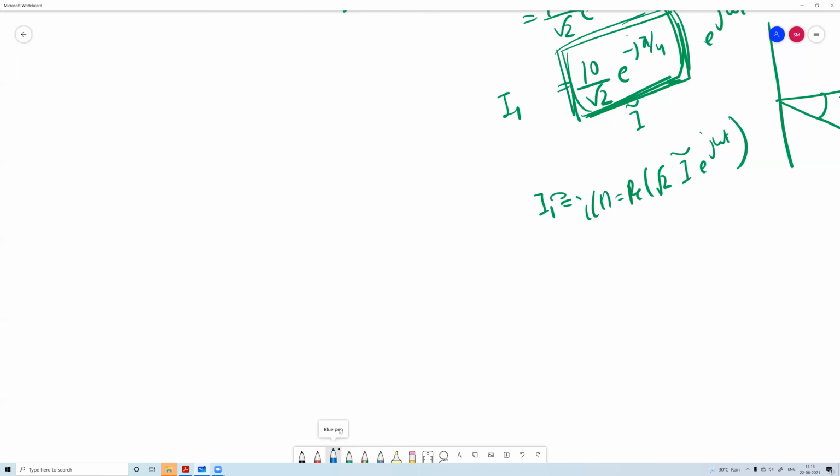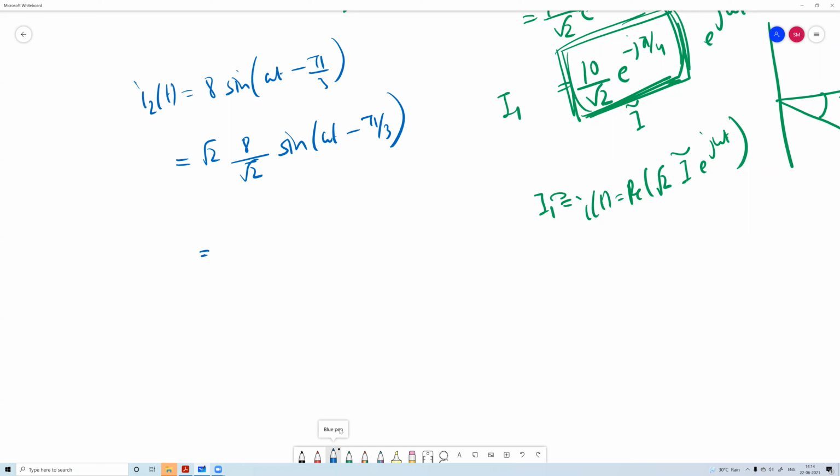Let us take a different color. I2 was 8 sin(omega t minus pi by 4). Same thing. Some books do it directly without this additional pi by 2, but I want to do it in order, being perfectly mathematical. Right?